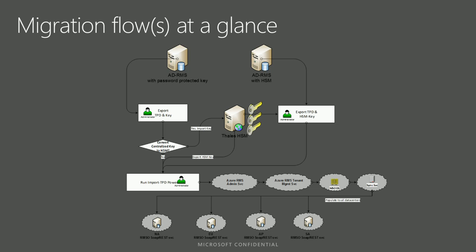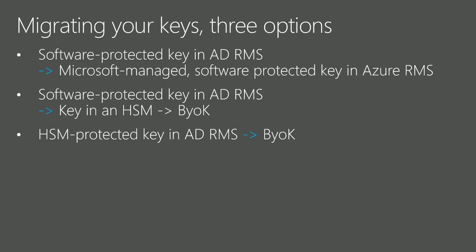And since you have this key in software on your side, we cannot really offer guarantees that the key was properly managed. You probably can offer those guarantees, but we don't even want to be in that discussion. You have the key imported into an HSM, and then you give it to us, and we know that your key has always been safe since it got into our hands. So as I said, there are three ways. A software protected key in ADRMS can go as a software protected key into Azure RMS. We don't like that, but it's an option. A software protected key in ADRMS goes into an HSM and then bring your own key. And finally, if it was in an HSM before, it gets directly into the cloud without ever being in software.